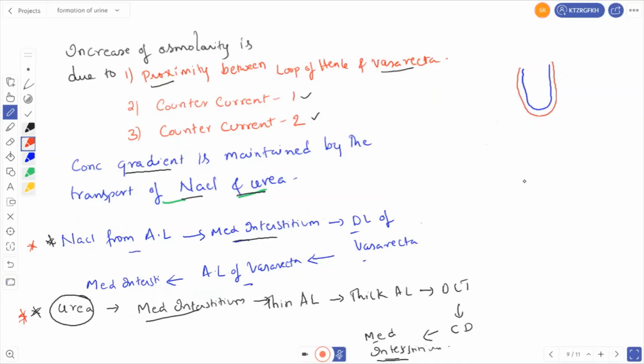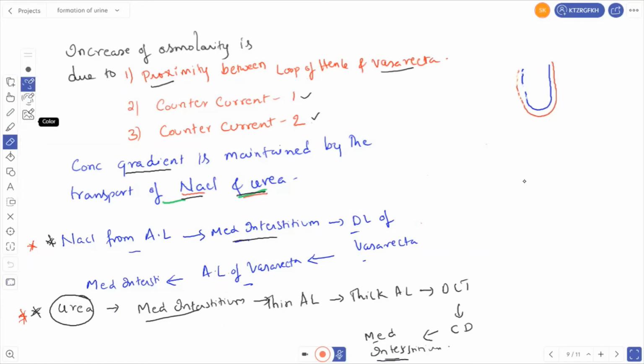So the proximity between loop of Henle and vasa recta, countercurrent 1 and countercurrent 2, these three are responsible for the increase of osmolarity. And which one is maintaining the concentration gradient? Why the concentration gradient is increasing, and which one is maintaining it? It is sodium chloride and urea. So NaCl from the ascending limb enters into the medullary interstitium.